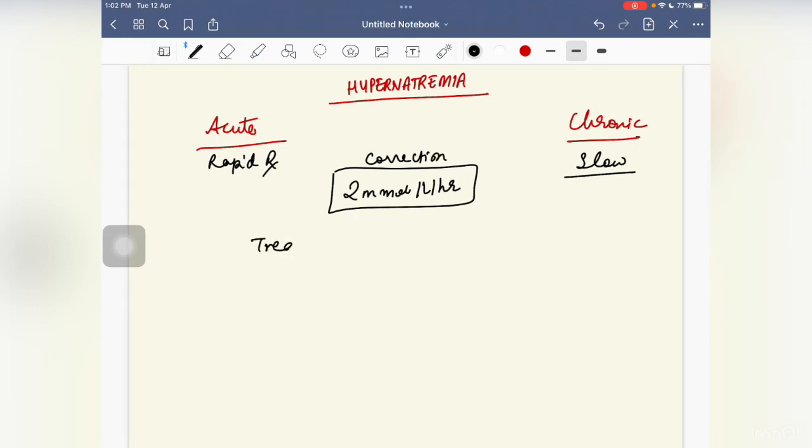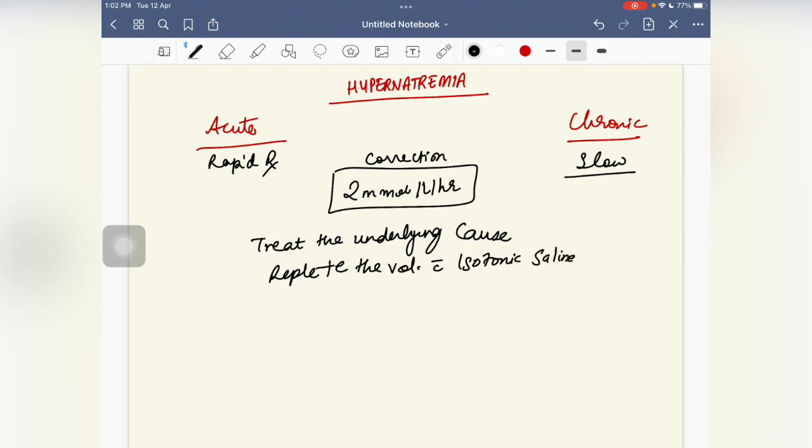I'll also treat the underlying cause. Right? You have to correct the volume depletion with isotonic saline, right? Use hypotonic fluid after volume repletion. You have to replace the water deficit within 24 to 48 hours.